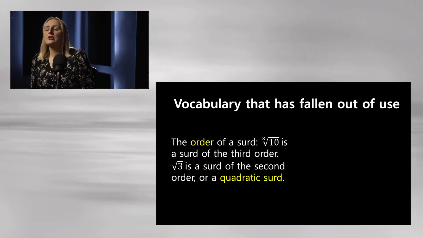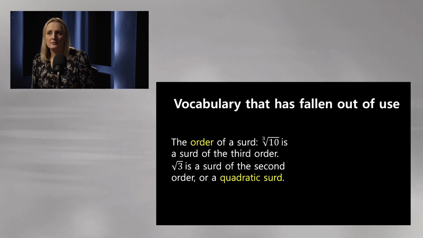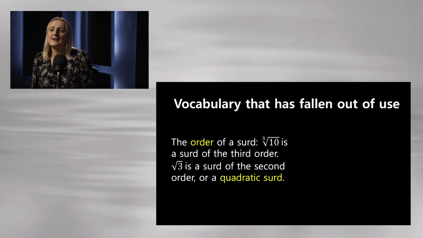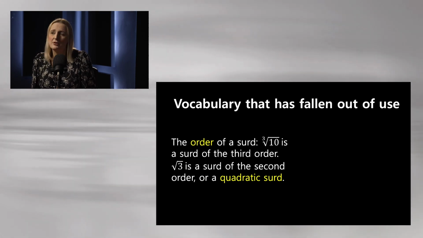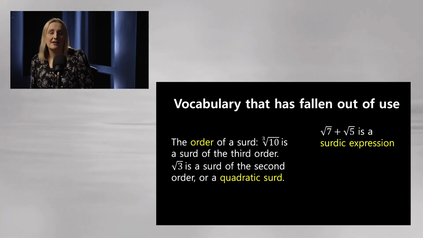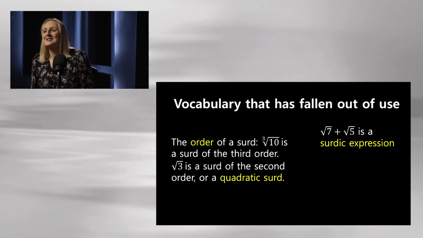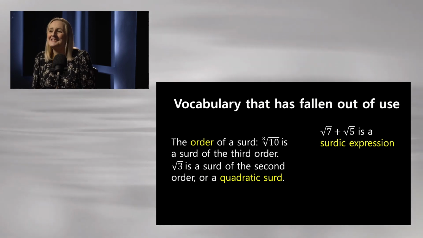Yep. So sorry, the cube root of 10 is a surd of the 3rd order, and then obviously we've got the square root of 10. Got it. The square root of 3 is a quadratic surd, but we don't use that anymore. Okay. We also don't talk about surdic expressions, but we should because that sounds great. Good. No, I like that.